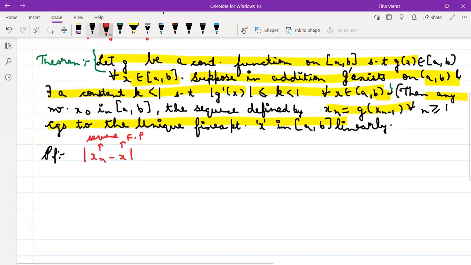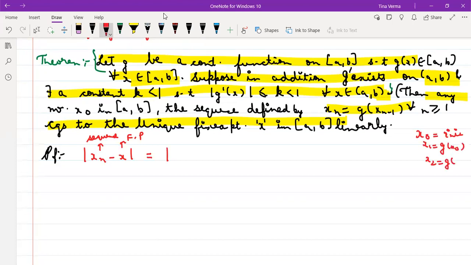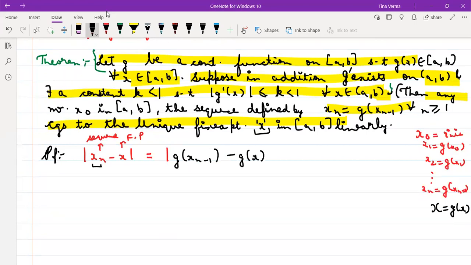And this is my sequence which is following. xn minus x I can write as, because I am building the sequence like this: x naught, that is my initial approximation, x1 I am considering g of x naught, x2 I am considering g of x1, and so on. xn will be equal to g of xn minus 1. So I can write xn is g xn minus 1. I am saying x is my fixed point. If x is my fixed point, then x will be equal to gx. So I can write this x as equal to your gx.